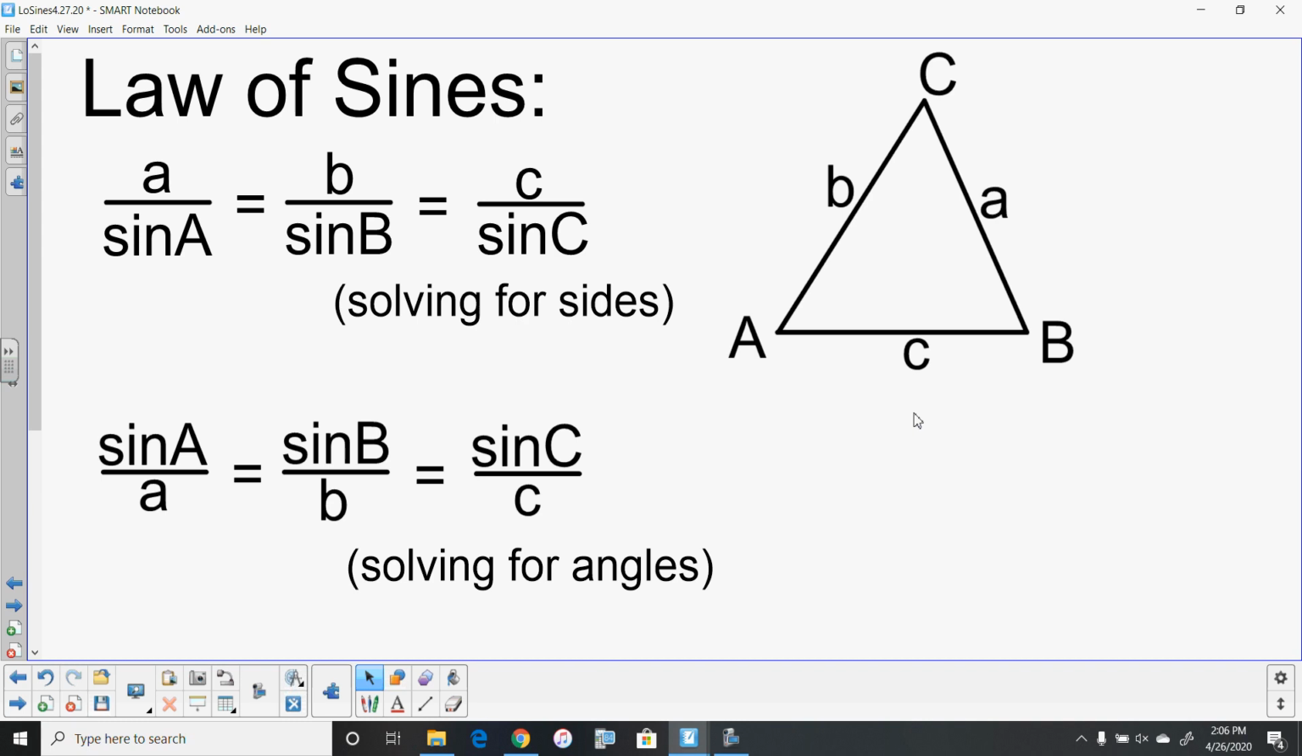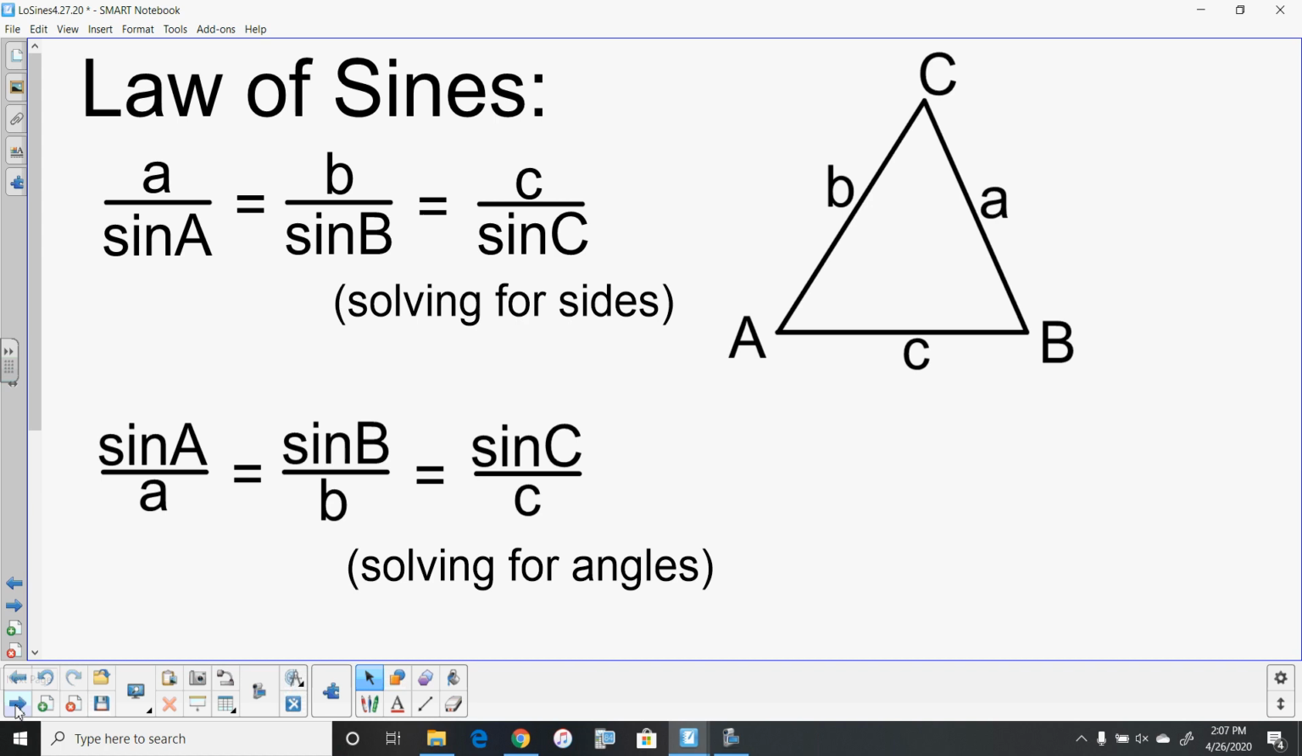Okay? So when we're using the law of sines, I like to have the sides on the top when I'm solving for a side, and I like to have sine of the angle on the top when I'm solving for an angle. And I'll show you when we're putting this into practice why that's a little bit more useful. It just kind of gives you one step to get whatever it is you're solving for by itself.